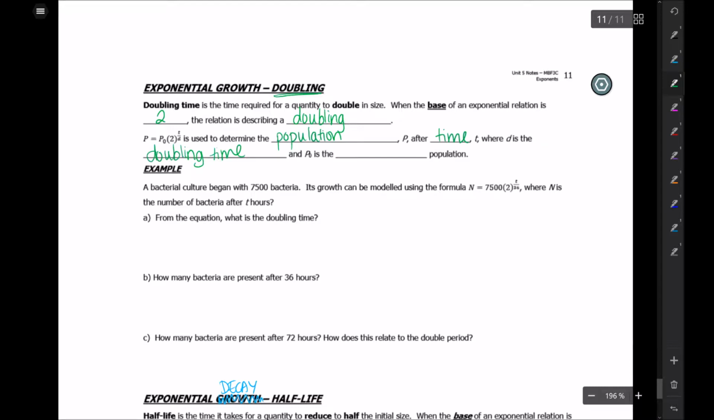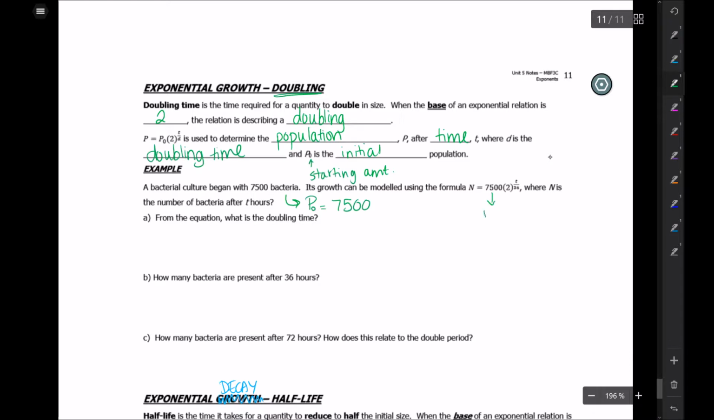And P sub 0 is the initial population. Anything you see that has a sub 0 is always the starting amount, just so that you know for future reference. Okay? So a bacterial culture began with 7,500 bacteria. So right here, I can say that P sub 0 is 7,500. Okay, its growth can be modeled by the formula n equals 7,500.